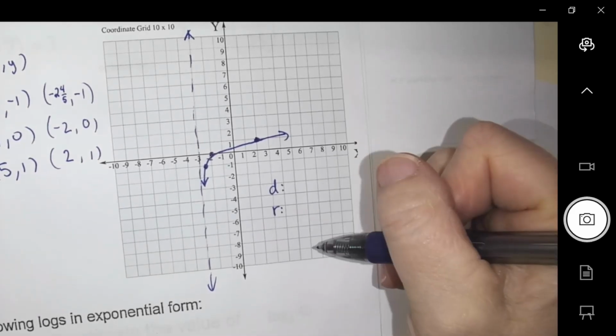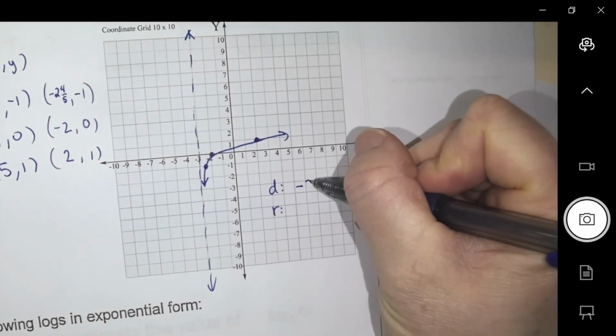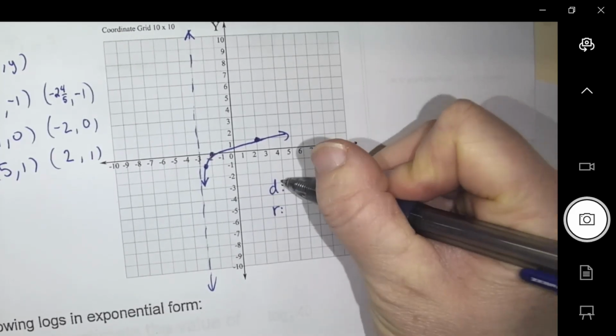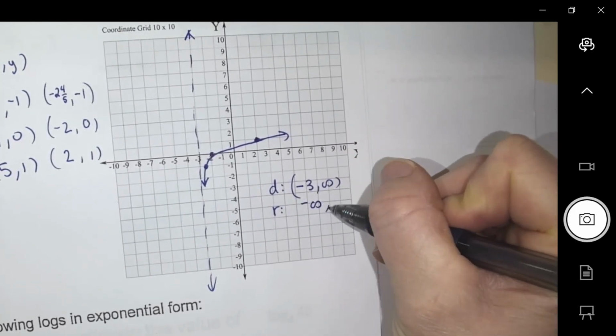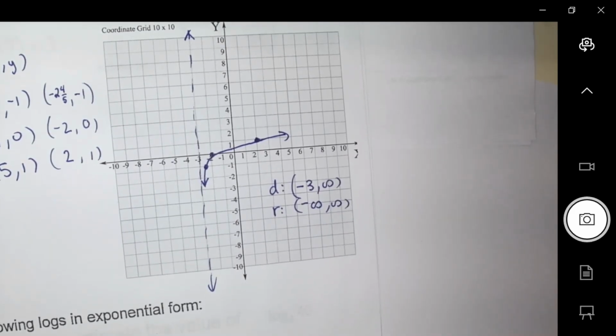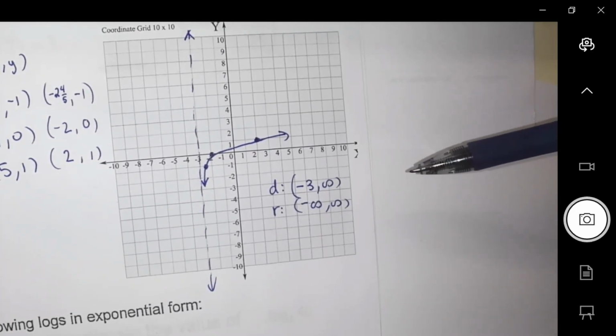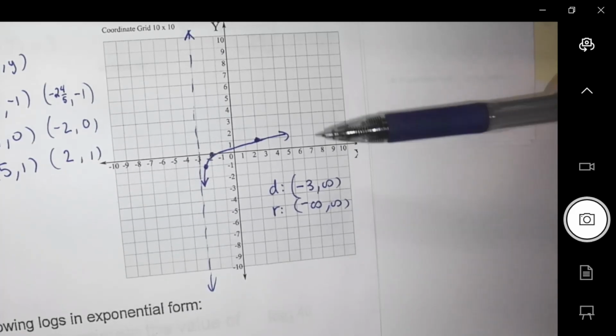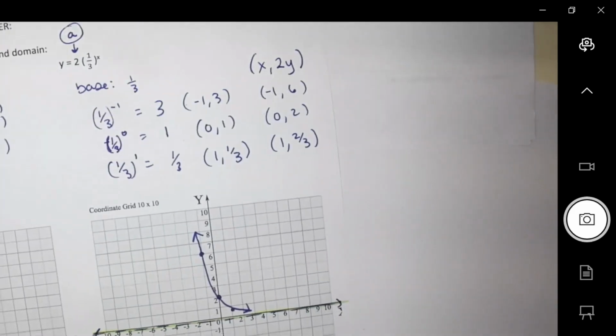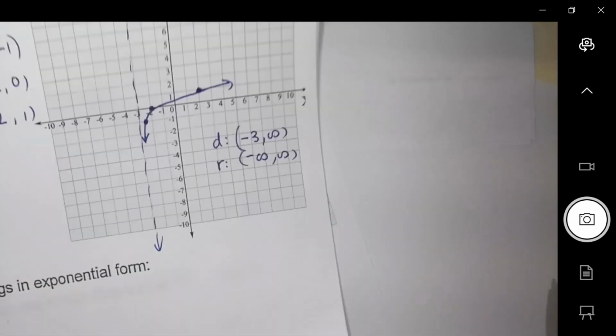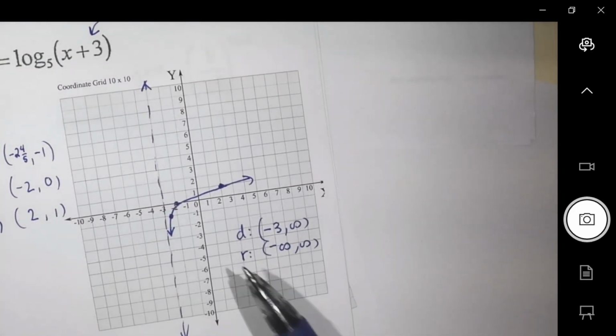So the domain on this one should be -3 to infinity, and the range is the infinite one. So that is vice versa of our exponential graphs, right? You always have one that's infinite and one that has a number with it. So last time the domain was the infinite. Now our range is the infinite one, right?